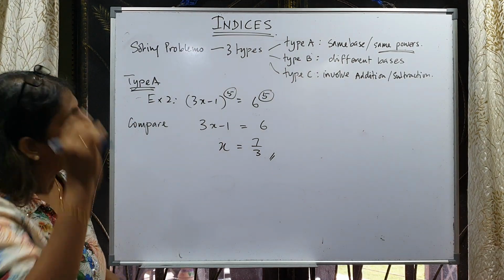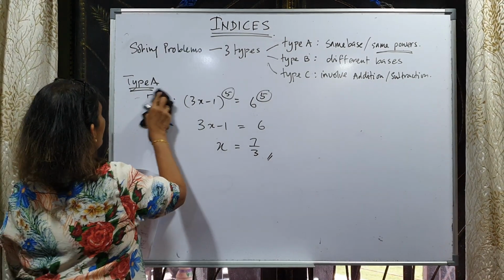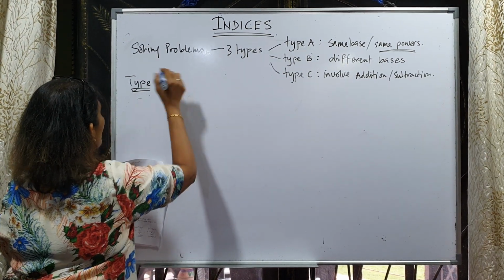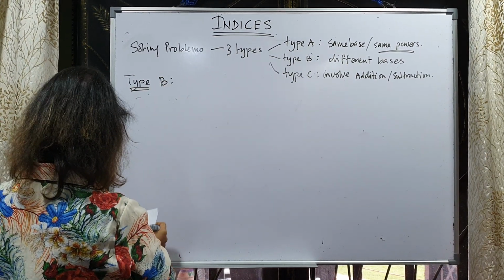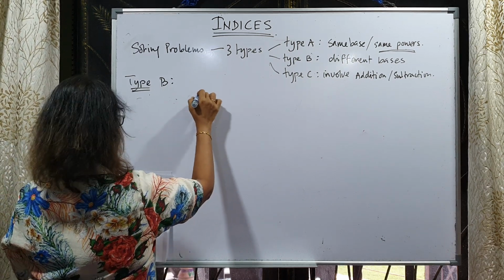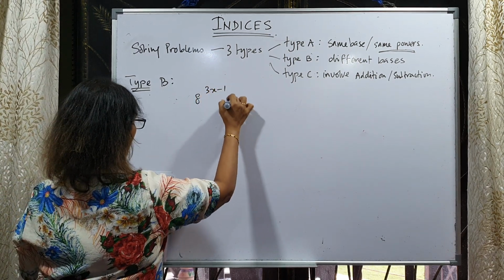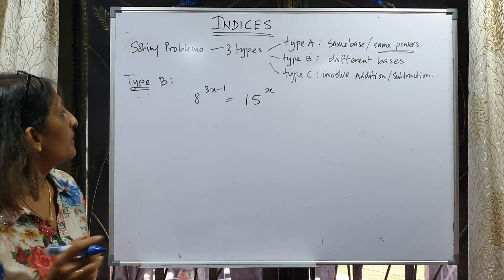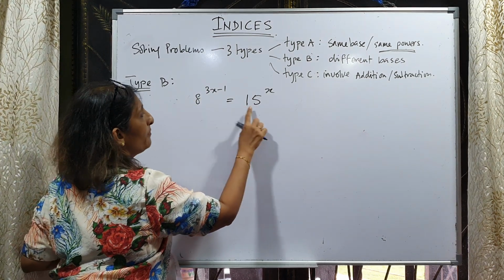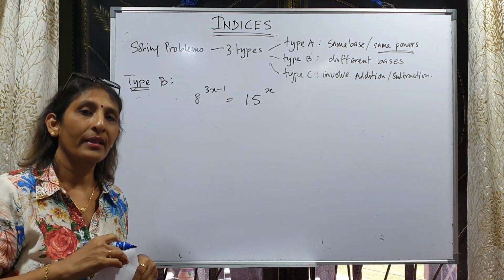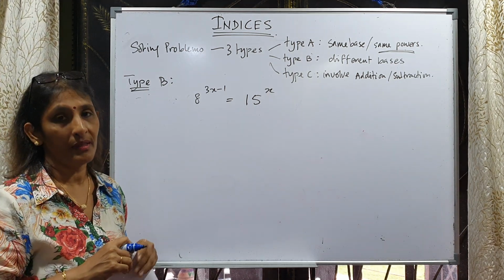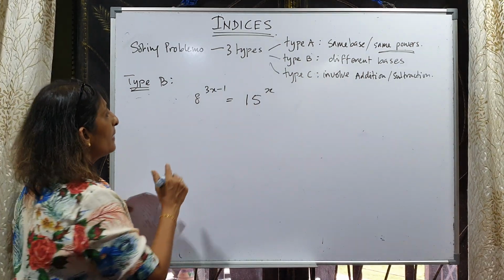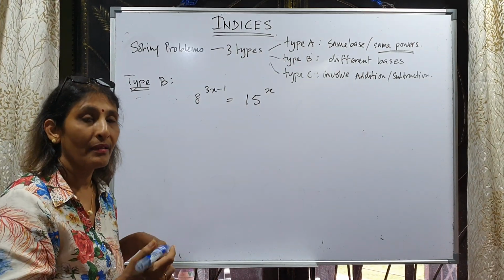Now we go on to type B. Different base. Different base meaning, for example, we have 8 power 3x minus 1 is equal to 15 to the power of 5x. Now this is an indices question where you have base 8, base 15. First you must think whether you can change both of them to the same base. You cannot, right? 8 and 15 cannot be changed to the same base. Therefore, you cannot do the same base method.